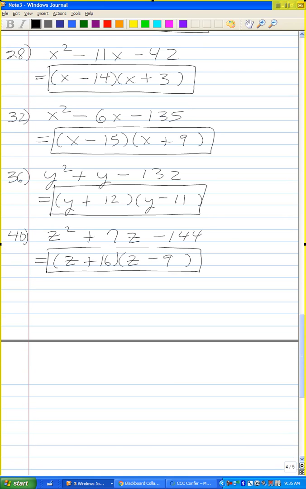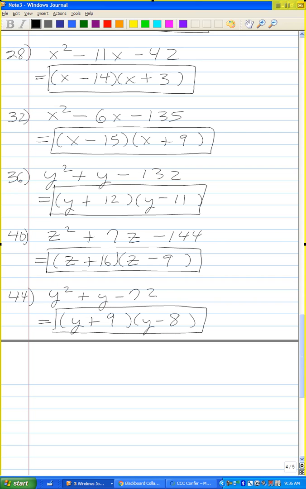Let me do problem number 44. Y squared plus y minus 72. Again, this is a monic polynomial. Drop down the plus times minus is minus. I want to find two whole numbers whose product is 72 and whose difference is 1: 9 and 8. Put the larger factor 9 first.